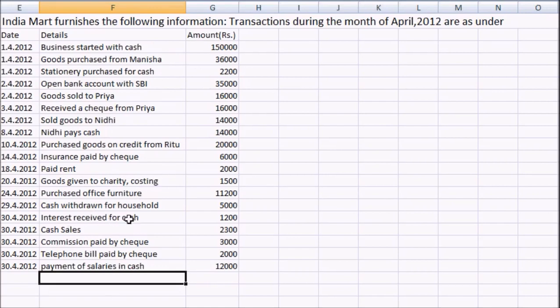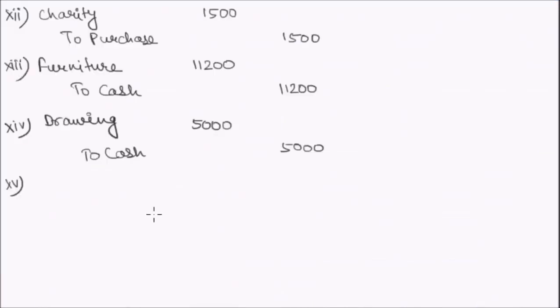Interest received for cash. Interest is received, and any interest received is considered to be a part of revenue, so that would be a credit, and as it has increased the cash, so cash would be debited. So the transactions journal entry would be cash to interest received, and the amount is 1200.